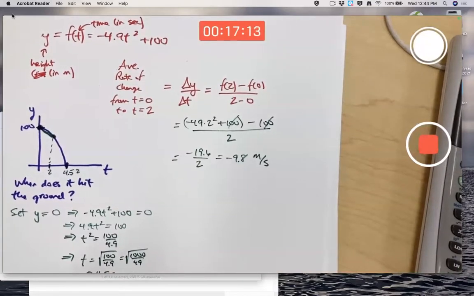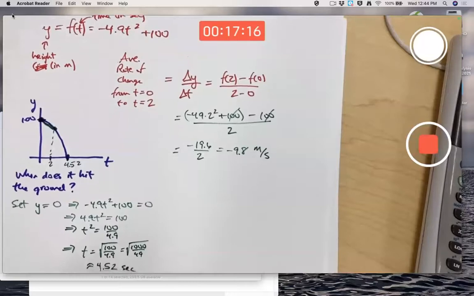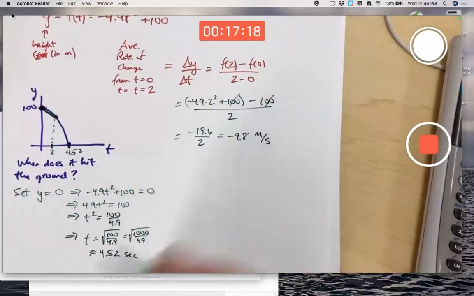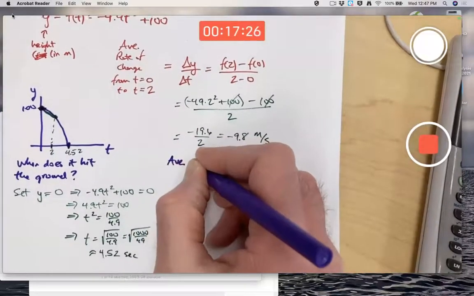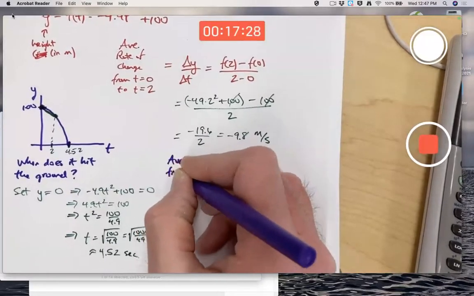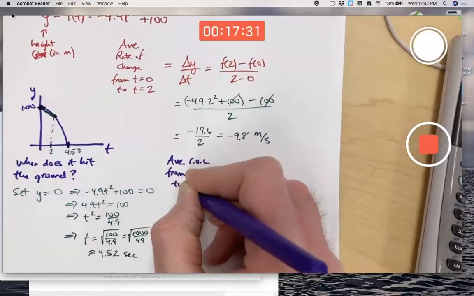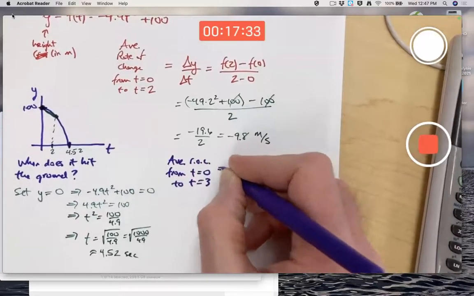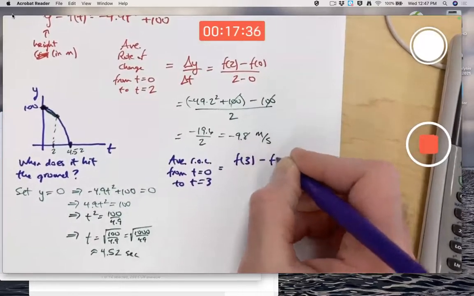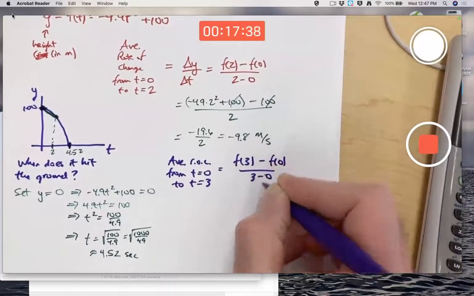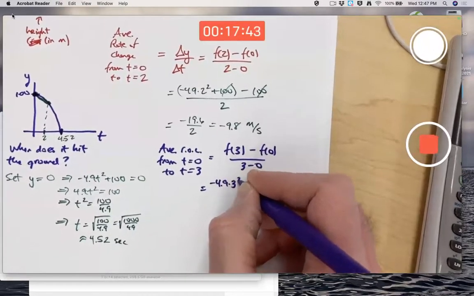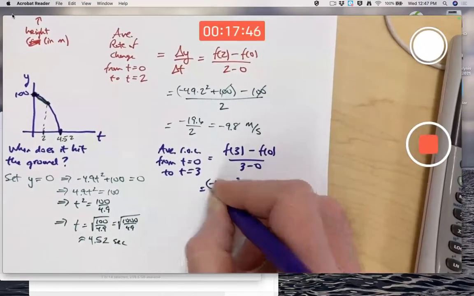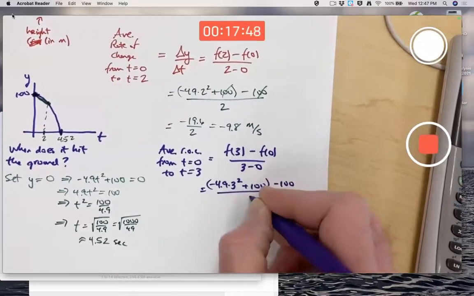Does that make sense? Let's go ahead and do it from t equals 0 to t equals 3, just to show you it's different, even though that wasn't asked for. Average rate of change from t equals 0 to t equals 3. That'll be f of 3 minus f of 0 divided by 3 minus 0. F of 3 is going to be negative 4.9 times 3 squared plus 100. We're still going to subtract 100, but now we're going to divide by 3.